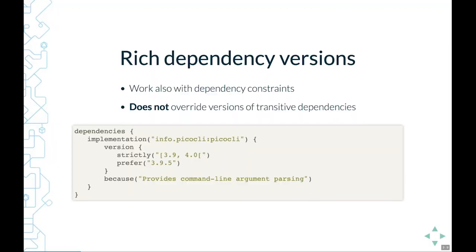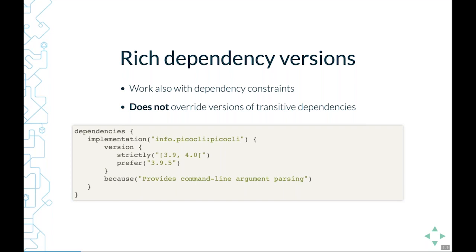Gradle also allows you to define richer versions, which can be defined both on a dependency or on a constraint. And the idea is that you can say more about your opinion of a given dependency. And again, there is no override. It is just adding more information. And so here we see an example that for the PicoCli dependency, which is a command line parsing tool, I strictly want a version in the 3.9 range. So from 3.9 up to 4.0 excluded. And if nobody has an opinion, then 3.9.5 is what I tested, most likely.